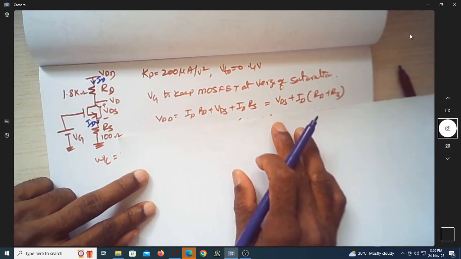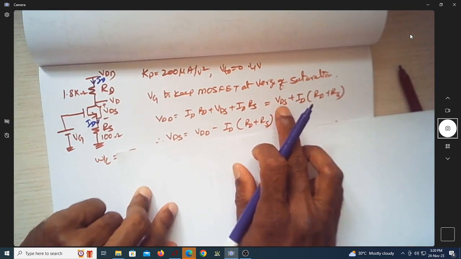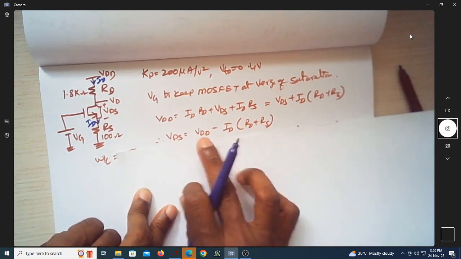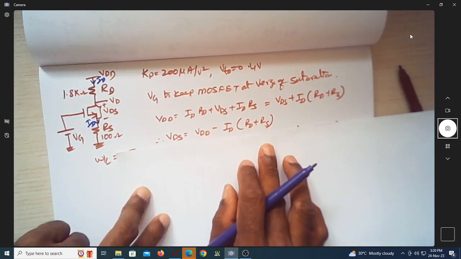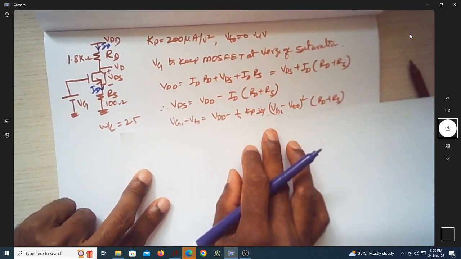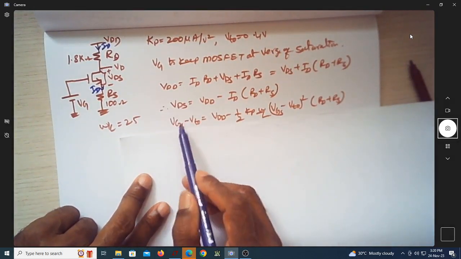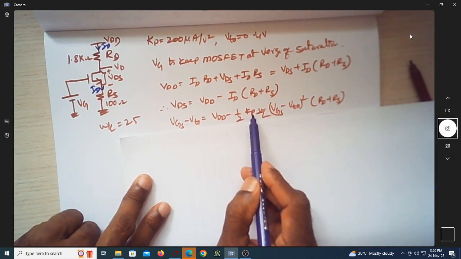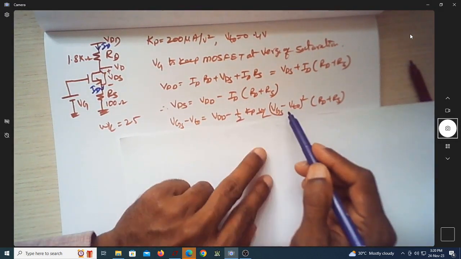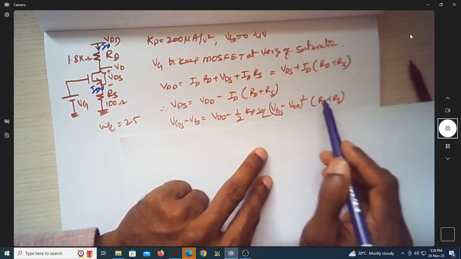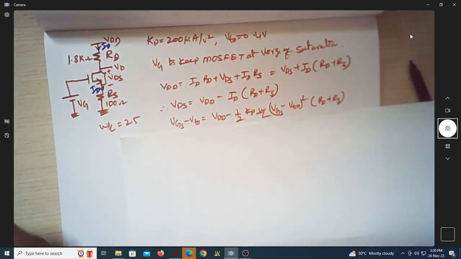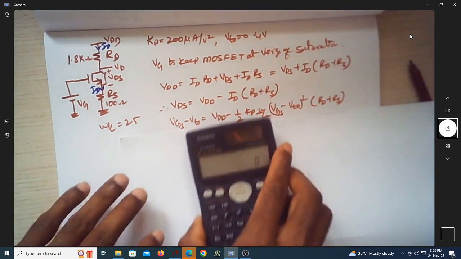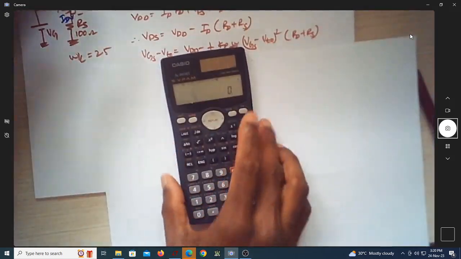So from this we can write VDS, rearranging this entire equation, as VDD minus ID into (RD plus RS). To keep the MOSFET in saturation, this has to be VGS minus VTO. Then we are substituting the value of ID, which is half Kp W by L (VGS minus VTO) whole square, and this value. So upon substituting all these values, let us see how much we'll get as VGS.